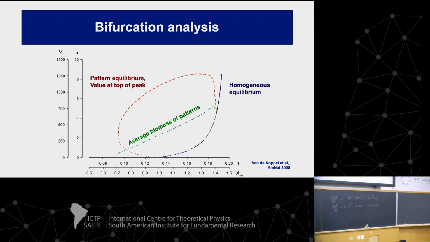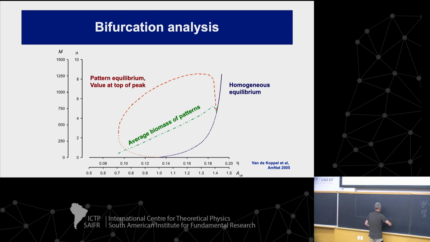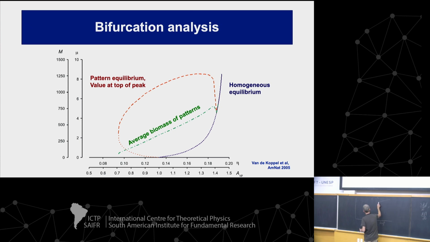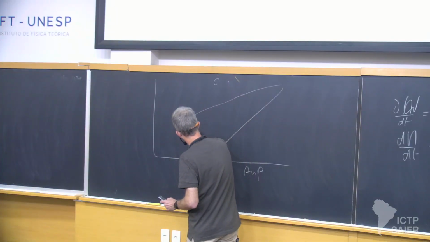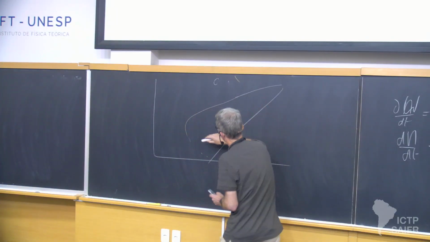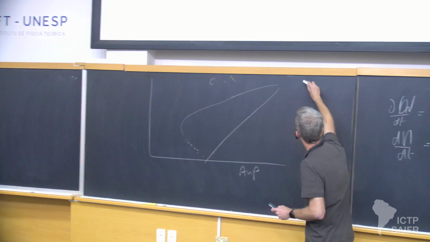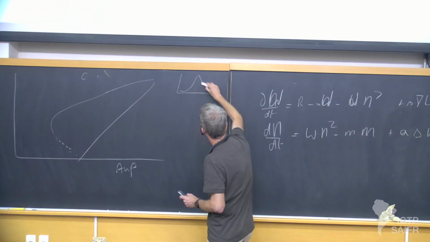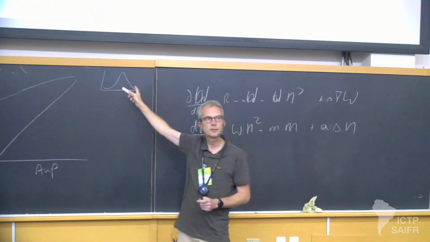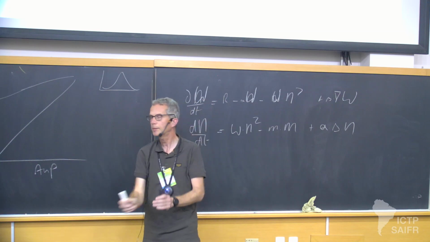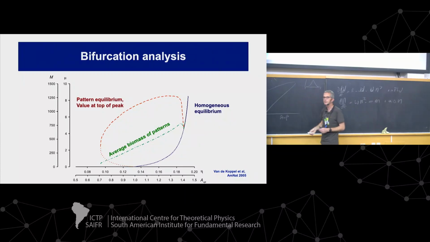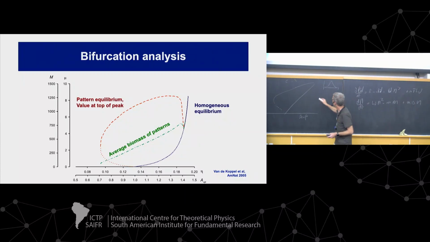So I want to draw this line here. I'm going to do it roughly. So here we have A up. And here we have, let's say, the homogeneous equilibrium. And here we have the patterned equilibrium. But this is for a certain small little peak. We only work with a small little peak. It's a very small world here. And we made this a certain size. So what if we just make this size a little bigger?